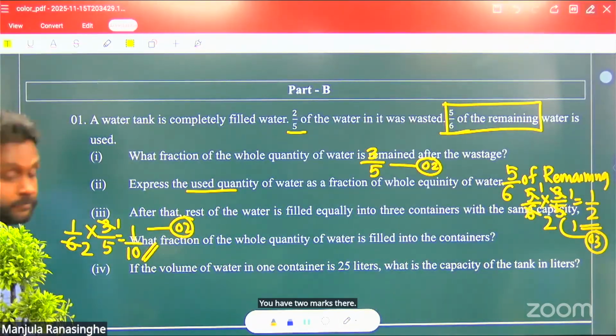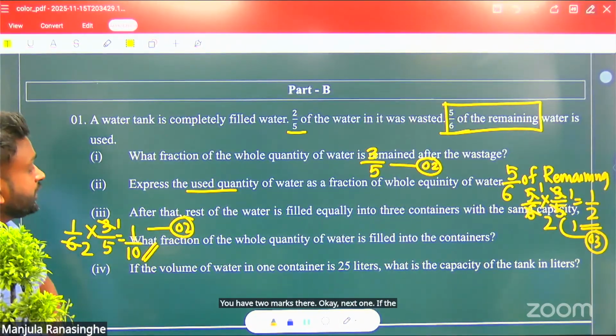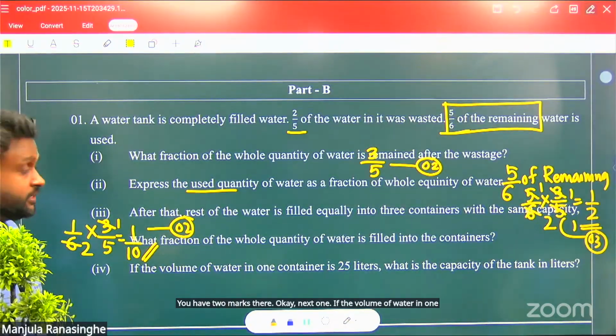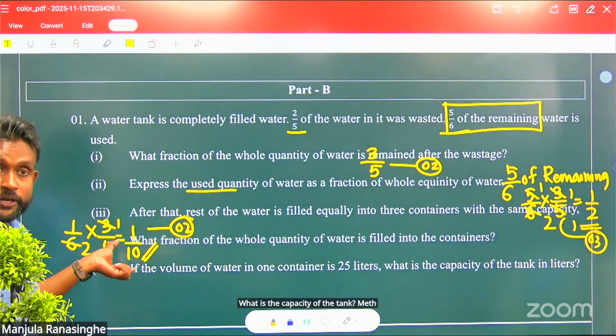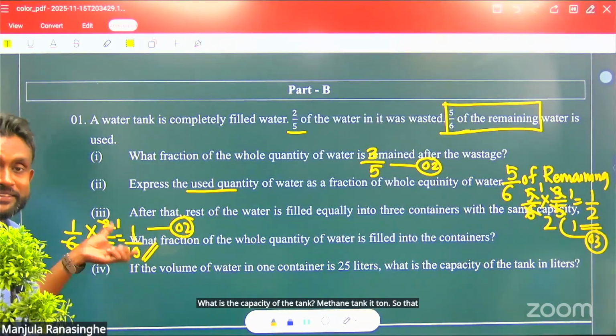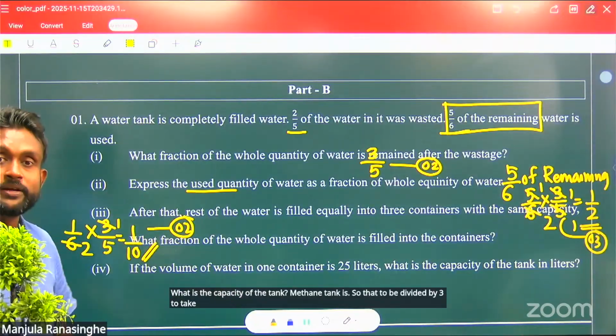Okay, next one. If the volume of water in one container is 25 liters, what is the capacity of the tank? The amount that went into all three containers has to be divided by 3 to get one container. How much is the fraction?